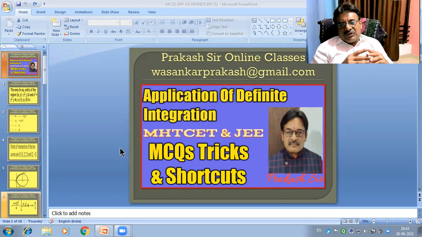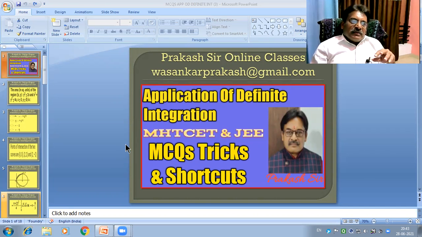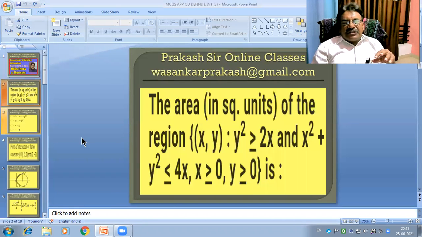Today, we solve multiple choice questions on applications of definite integration from Mathematics Part Second. In the first multiple choice question, we find the area bounded by the curve. The area in square units of the region.